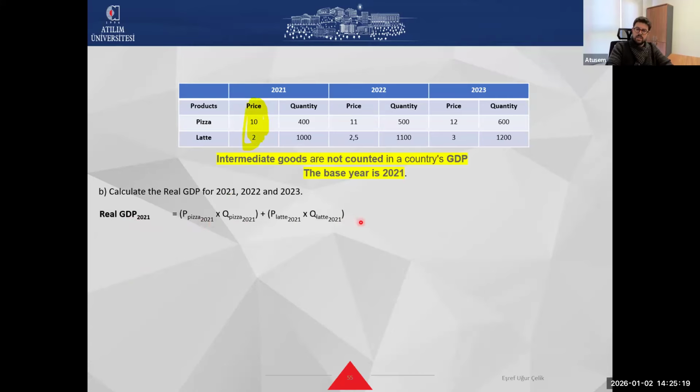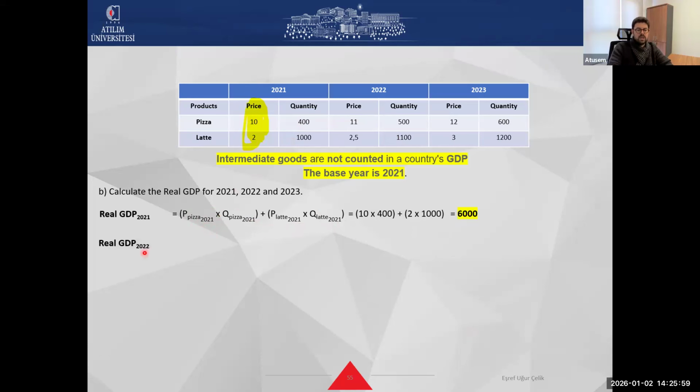The mechanism is the same as nominal GDP, but for the quantity we take the asked year, 2021, while for the price we take the base year price, 2021 and 2021. Maybe you say this is the same as the nominal GDP for 2021. Yes, that's true, because in the base year, nominal equals real GDP. So 10 multiplied by 400 plus 2 multiplied by 1000.